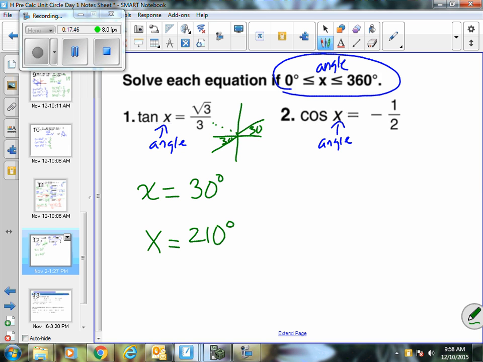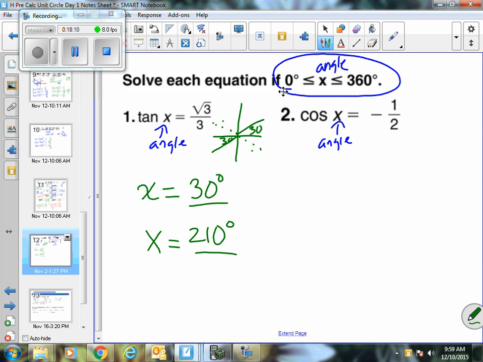Why couldn't you do 150 or 330? Why wouldn't those be the same? Well, both of those ratios in quadrant 2 and quadrant 4 would be negative root 3 over 3, not positive. So they have the same ratio, but the wrong sign. So the only places that we want are 30 and 210. Now, when they say 0 to 360, then I know I can stop. I know that I found all of them.